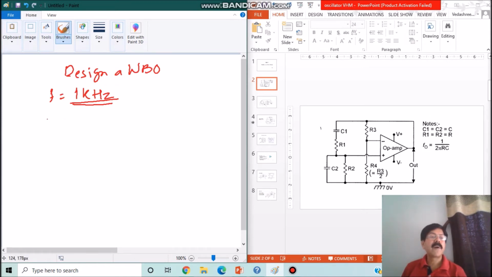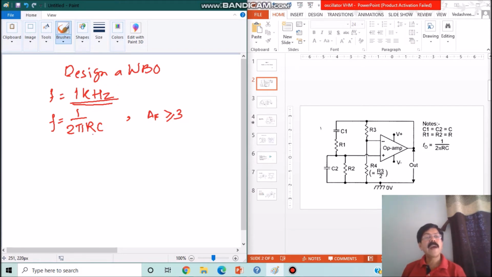We know by formula that the Wien bridge oscillator gives us the frequency of oscillation as f equal to 1 upon 2 pi RC. Similarly, by means of the Barkhausen criterion, for maintaining the loop gain either equal to 1 or greater than 1, we require the closed loop gain to be greater than or equal to 3. So we'll use these two things to design our Wien bridge oscillator. Now what is given? Given is the frequency of oscillation, 1 kilohertz.